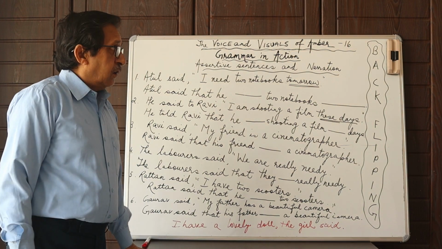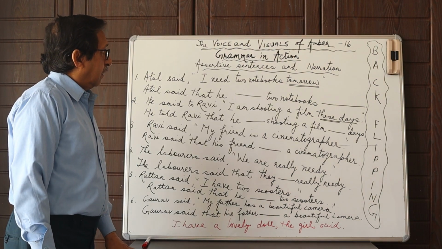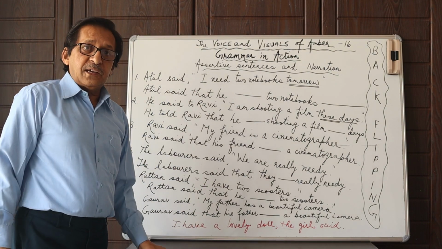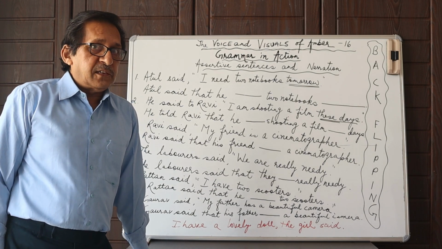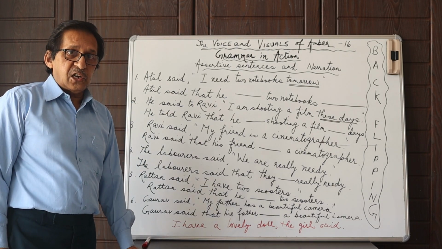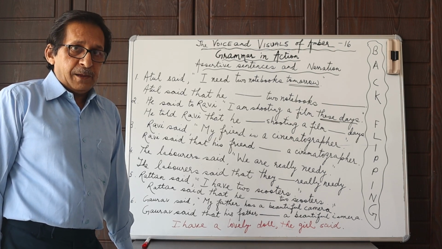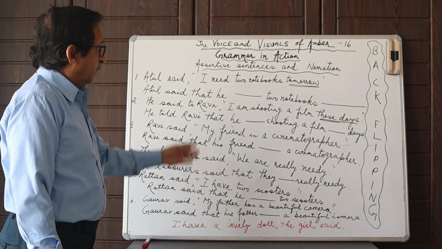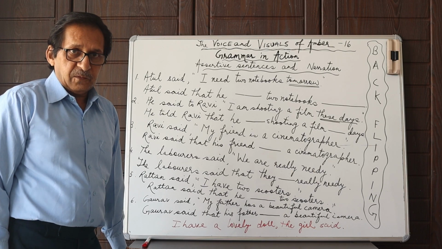And visuals of number 16. Well, it's again grammar in action, and we continue with the kinds of sentences. We have taken up the imperative sentences, their structure, and of course narration, that is reporting them in direct and indirect speech. Now today we take up the assertive sentences.